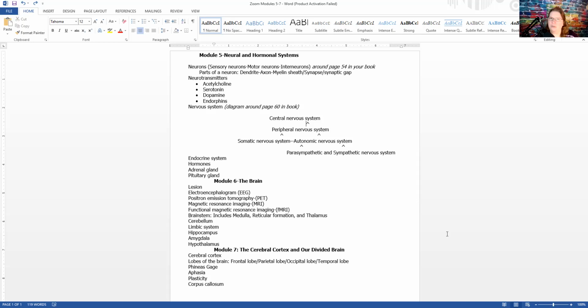Now, of course, individual differences are there in all species. And there are animals that really have little more than a brainstem. Fish, there are lots of fish who really don't have anything but a brainstem.